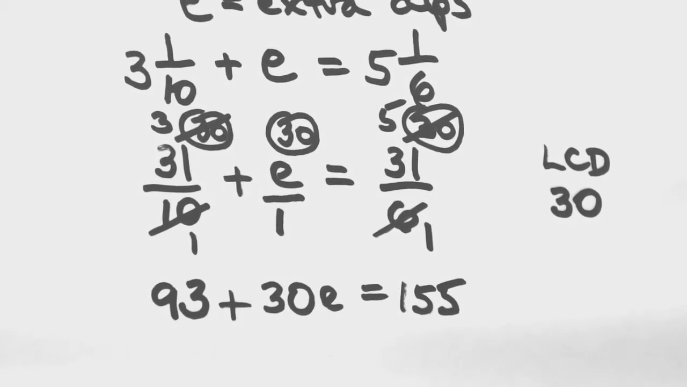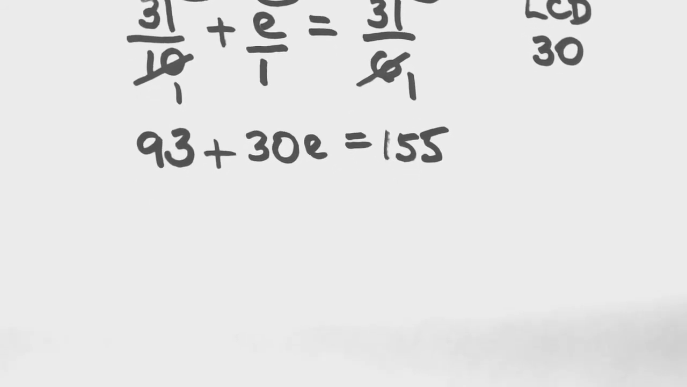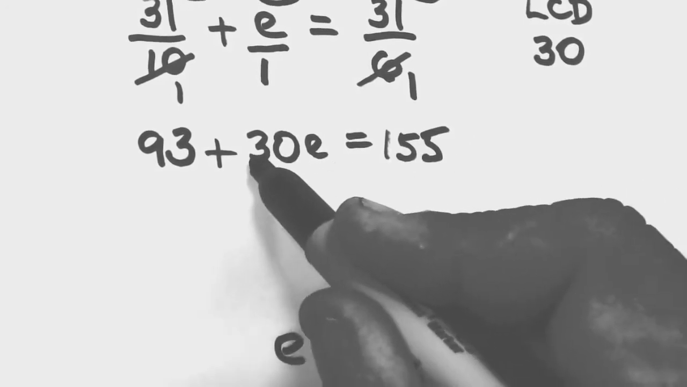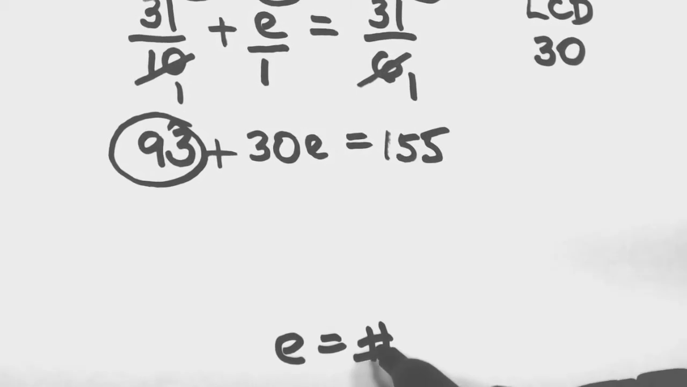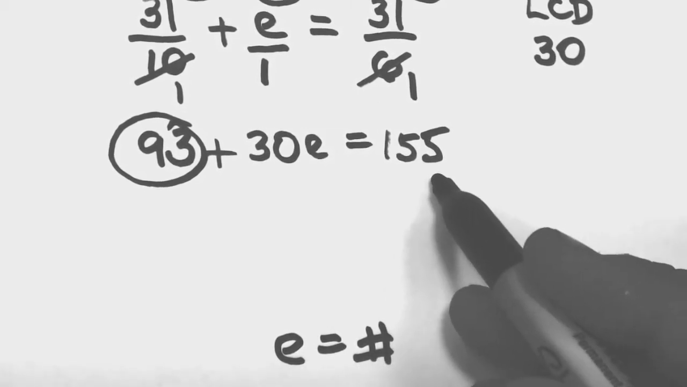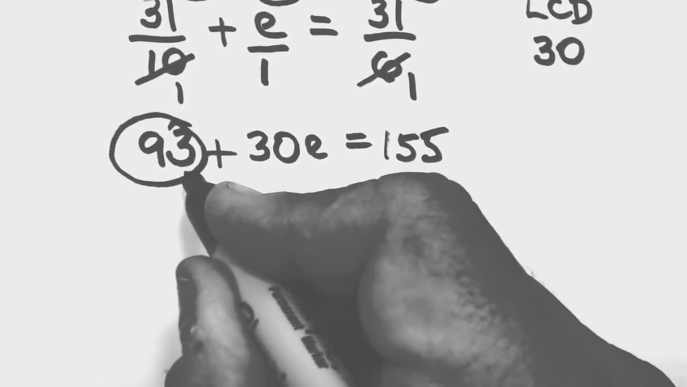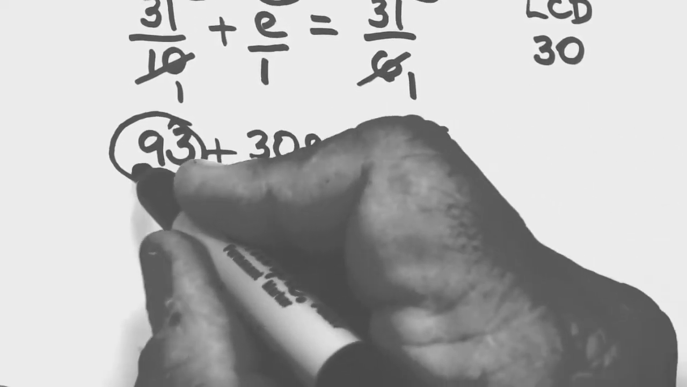Now, here we go. We want to solve this. Remember now, of course, our goal is to get e equals the answer, so e equals whatever number the answer happens to be. Okay, who do we have to move? Well, the 30e is okay on the left. The 93 has to move. On the right, plain numbers are okay. The 155 is okay. So there's only one guy to move here. The plus 93 becomes negative 93.